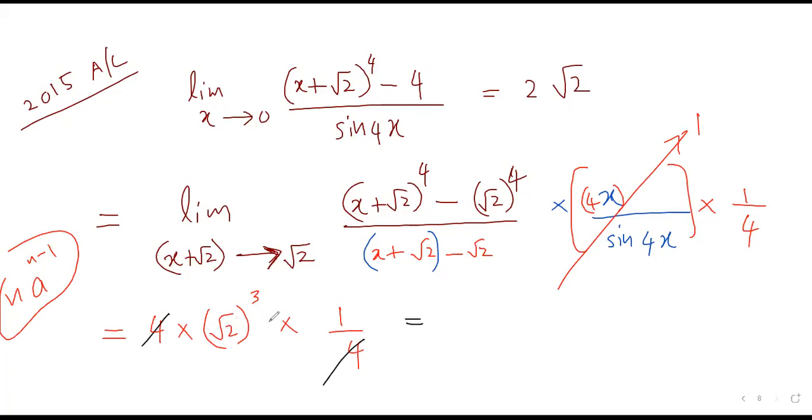Now what about root 2 cubed? Yes, root 2 cubed. Root 2 into root 2 into root 2. Root 2 into root 2 is 2, so one more root 2 is like this.